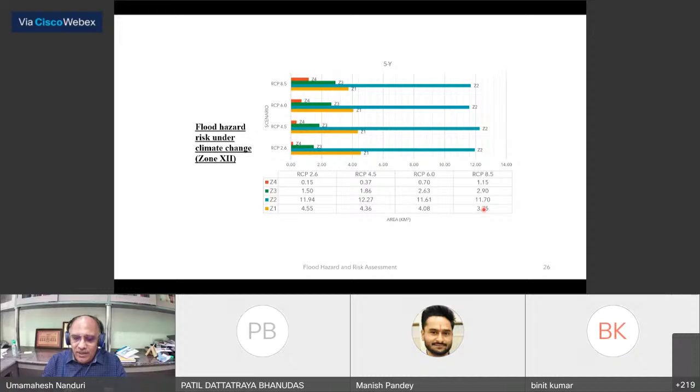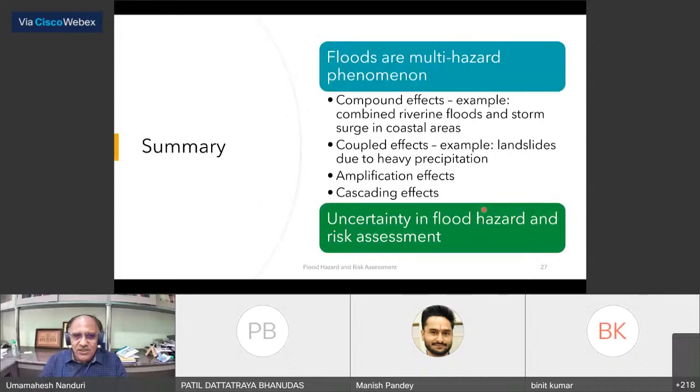Okay, so just to conclude, I'll try to summarize what we discussed over the last 1 hour. I just tried to give a quick overview. Obviously, 1 hour is not sufficient for me to go in depth into this kind of study on flood risk assessment, but I tried to give an overview of how we do flood risk and flood assessment using hydrological and hydraulic models.